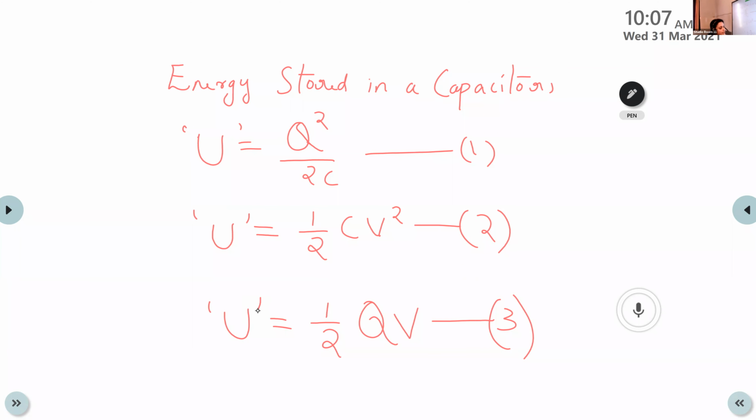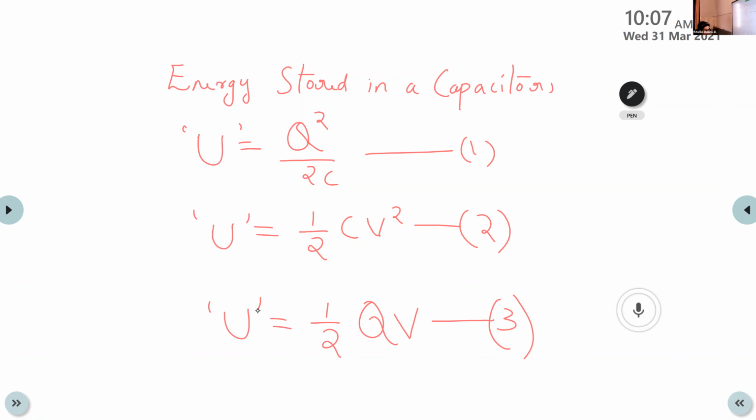The work done by this potential is stored in the form of energy, and the energy can be denoted by the letter U. Instead of this work done, we can write this energy. In physics, we denote energy by U. You can write U or W, no problem. So instead of writing W, we can use the term U for energy. Energy stored in a capacitor is given by U is equal to Q square by 2C, U is equal to half CV square, and U is equal to half QV.